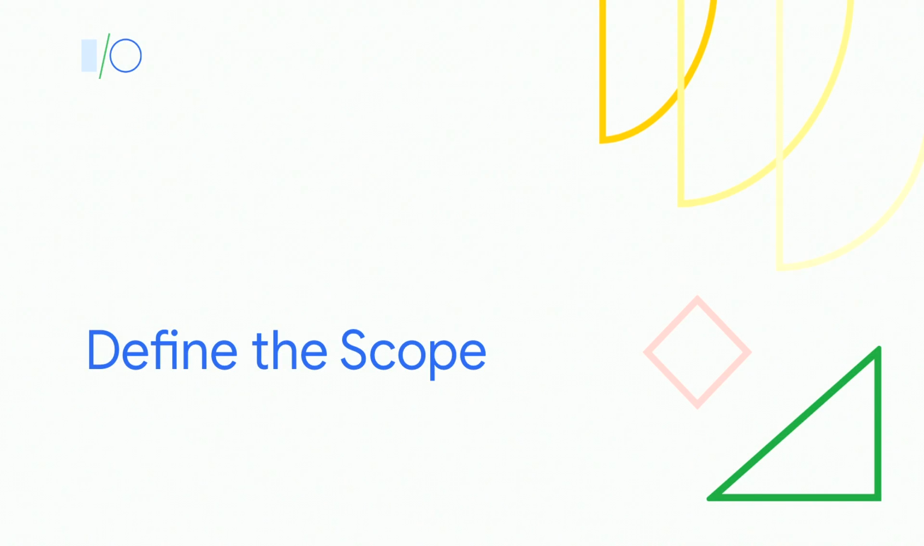Now let's jump right into designing this network. And in order to do that, we first need to define the scope for what this network will do.